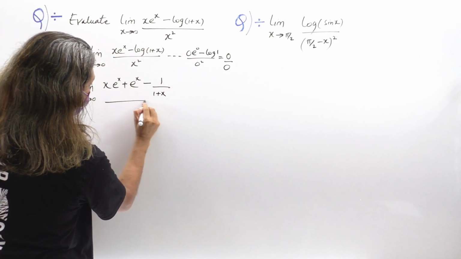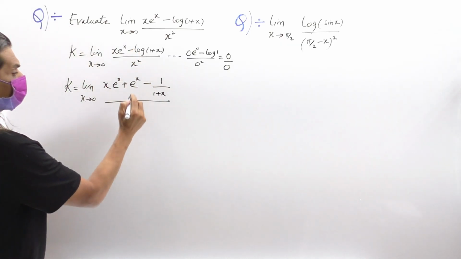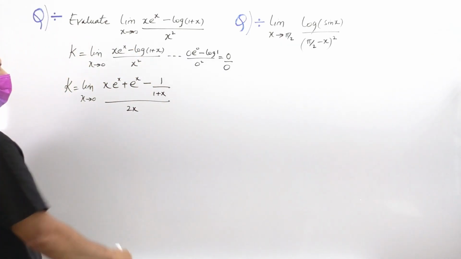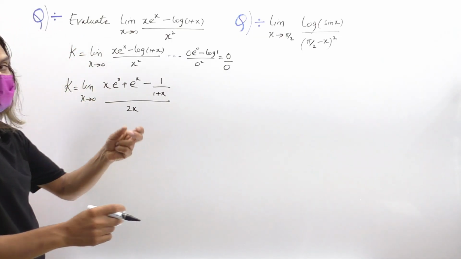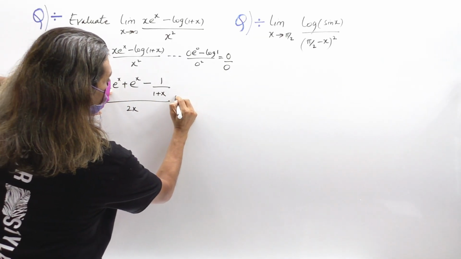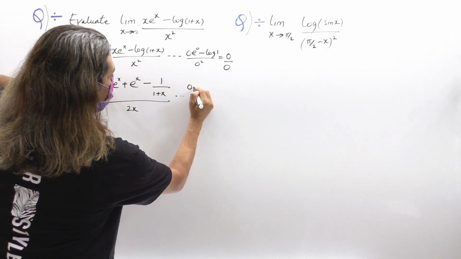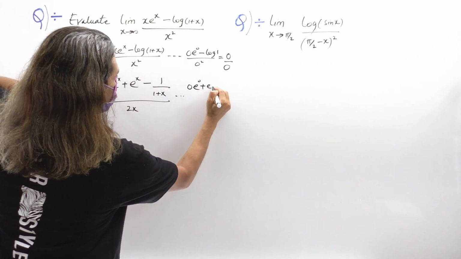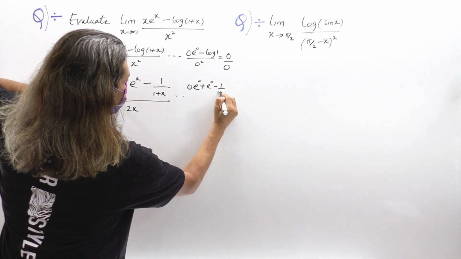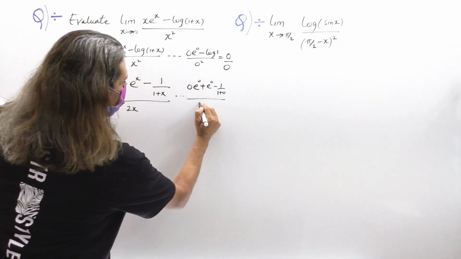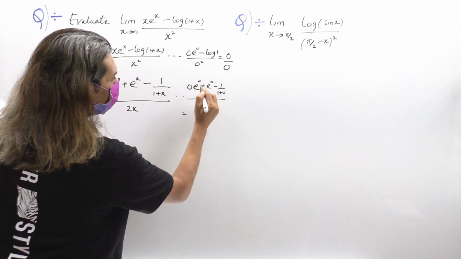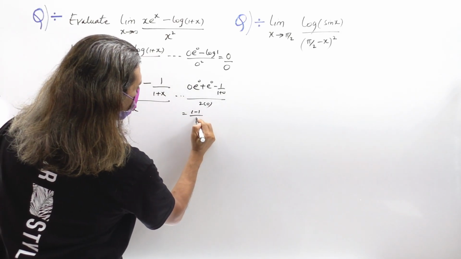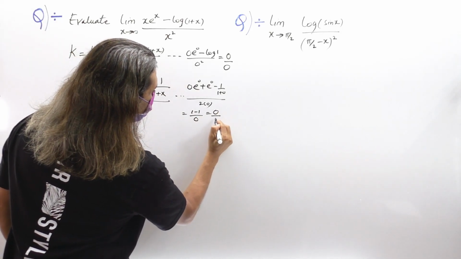See, I am doing it separately here, all divided by differentiation of x square, which is 2x. Now, again you need to apply the limits. Okay. So, I am doing each and every step here. So, if you apply the limit, 0 into e raised to 0 plus e raised to 0 minus 1 upon 1 plus 0, whole divided by 2 into 0. So, this will be 0 by 0.